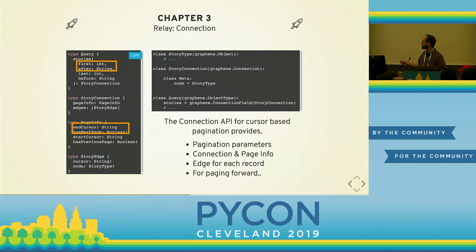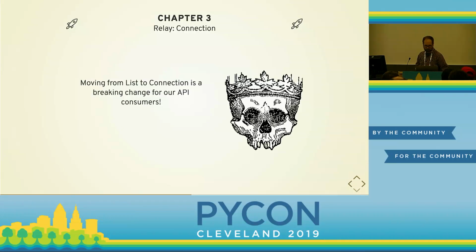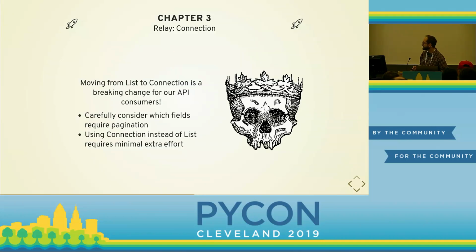We can use these arguments first and after with the end cursor and hasNextPage for paging forward, and these arguments for paging backwards. Moving from list to connection, like we just did, is a breaking change for our API consumers. In fact, adding pagination on any list is going to be a breaking change. So we want to consider carefully which fields require pagination up front. And using connection instead of list doesn't require that much effort with Graphene, so something to consider.